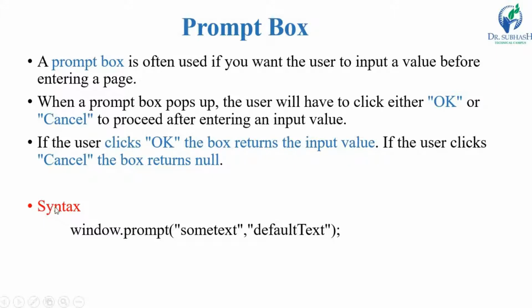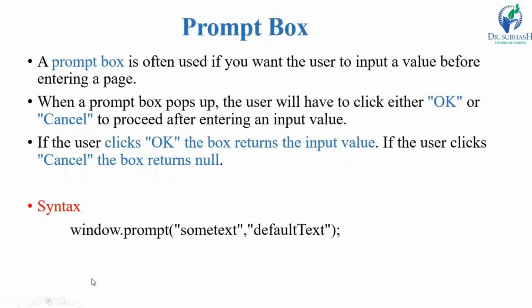Now the syntax for writing the prompt box is window.prompt, where window is totally optional because prompt is a method of window object. So the way we are writing is window.prompt, but when you write just prompt, it will automatically inherit window.prompt. When we are actually writing the program, we just write the prompt keyword.